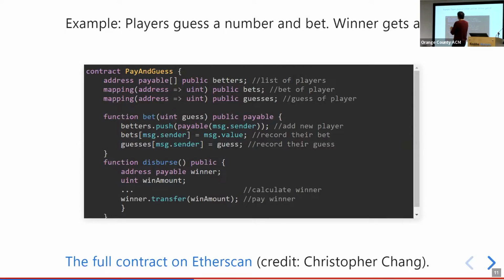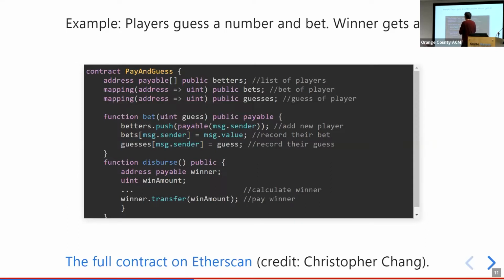The interesting thing in terms of what a smart contract is is not the algorithm that determines the winner, but how these functions interact with a smart contract and what that means for the payments.